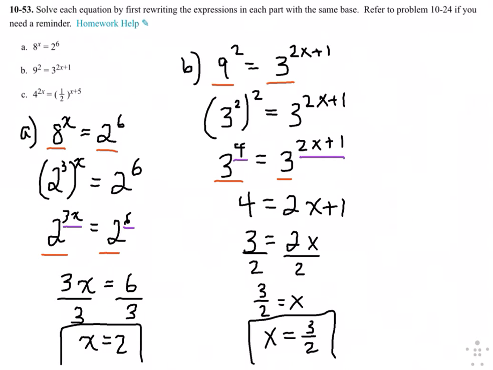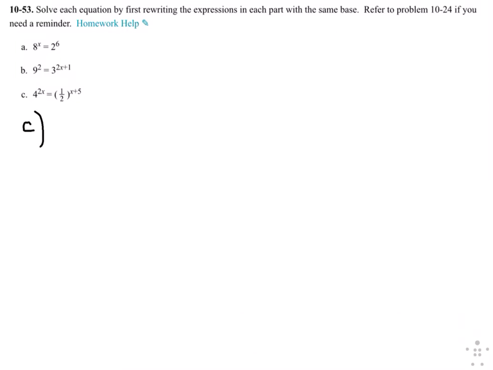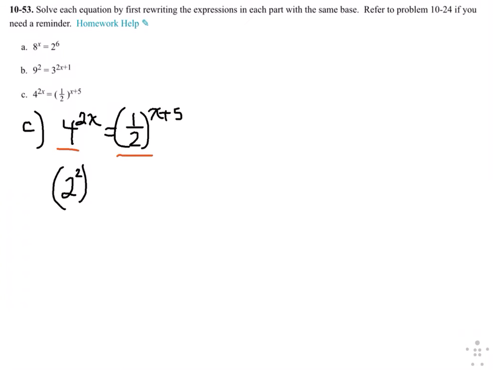Okay, let's do C. Let me make space. C, we have 4 to the 2x power equals 1 half to the x plus 5 power. Okay, so the goal is to get both of these bases to be the same, right? And it's not like I have to get the 1 half to be a base 4 or the 4 to be a base 1 half. So I could get them both to be base 2, for instance. So for the 4, that's 2 squared, right? So 2 squared, and then it was raised to the 2x power, right?